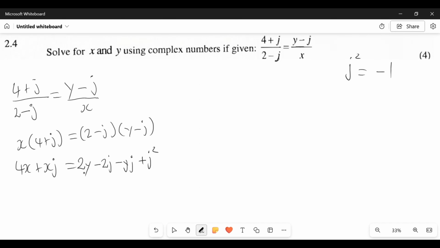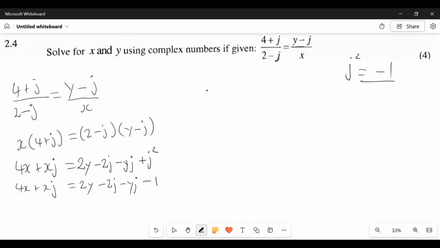So we look for the like terms. If we do have like terms, they will cancel each other or add to each other. If there's simplification, we simplify. But on the left hand side, we have 4x plus xj. And then on the right hand side, we have 2y minus 2j minus yj, but instead of writing this j squared, we're going to write it as -1. Remember this information here. Then from there, we start grouping, guys.